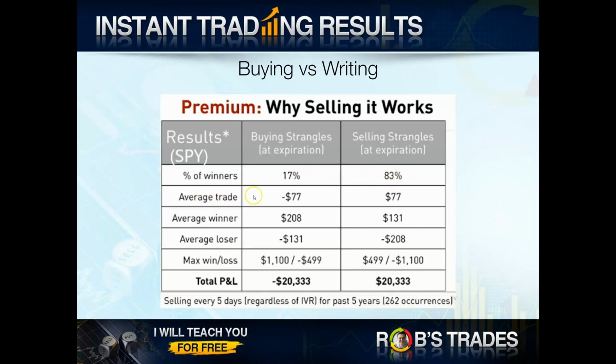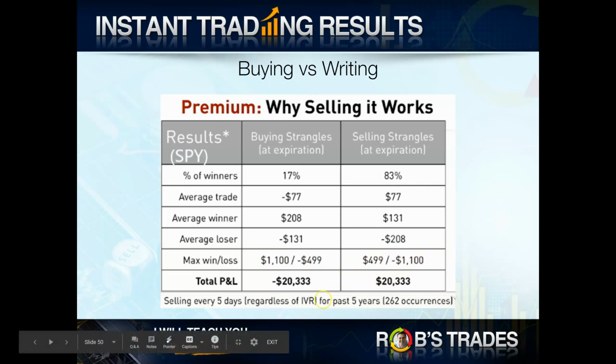The average trade, buying, lost $77. So the seller, of course, made $77. The average winner here was $208 on buying. Now on selling, didn't make as much as an average winner. It was $131. The average loser was only $131 as the buyer. But the seller had a higher loss, $208. But look at our max win per loss. Okay, $1,100 to $499, $499 to $1,100.